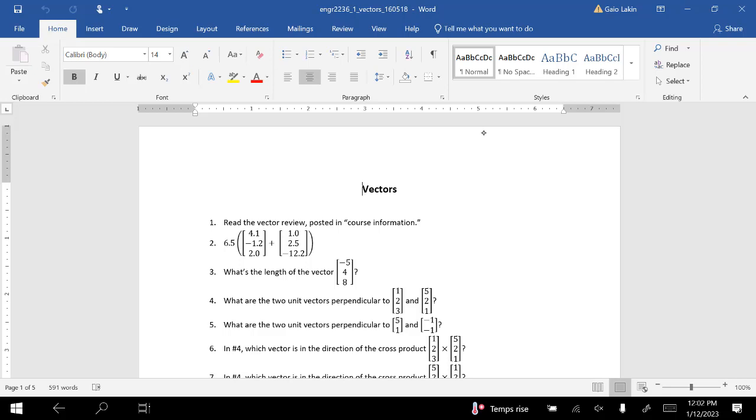So really, something like number 1 is just a matter of knowing how to enter this stuff into your calculator. Different calculators have different ways of doing it. So if you want help with that, let's talk about it after class. But yeah, let's go over a couple of the other ones.